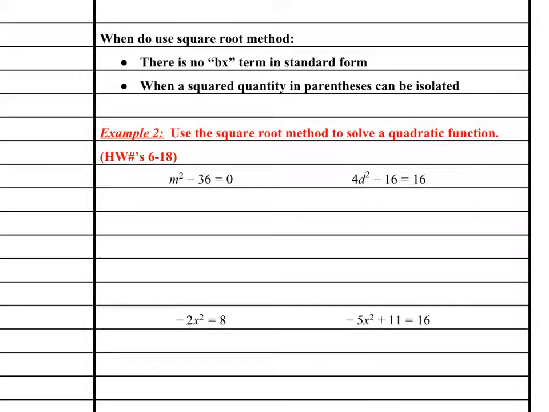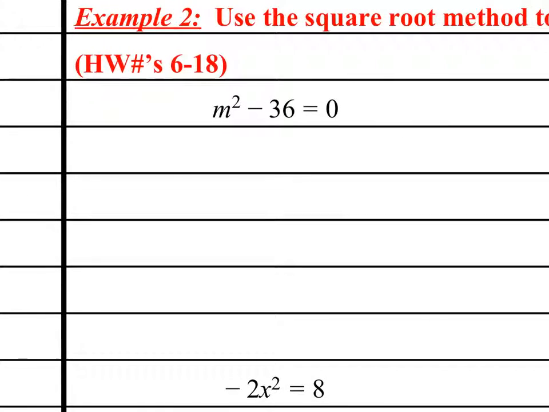Notice how this is set equal to 0, because this is y. So you're finding your x-intercepts, because right now y equals 0. That's what you want. Okay, just think back to your solving equations. What do you think I should do first? We're going to add 36. We're trying to get the squared term by itself.